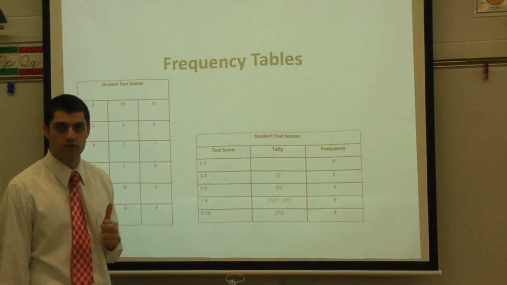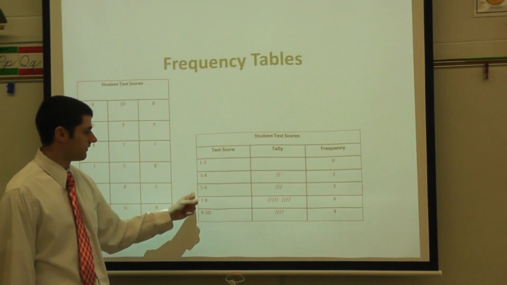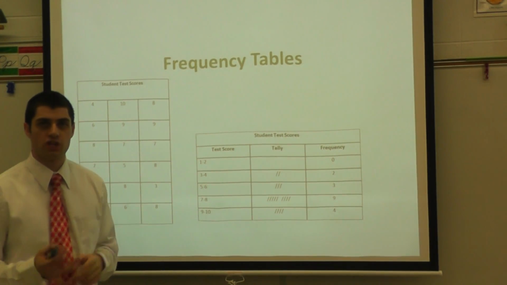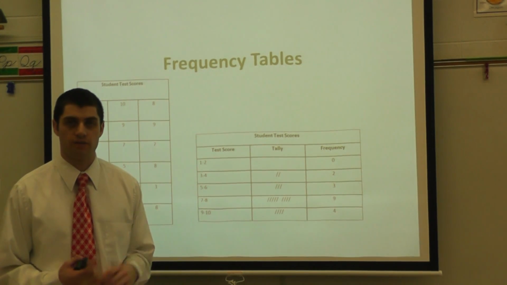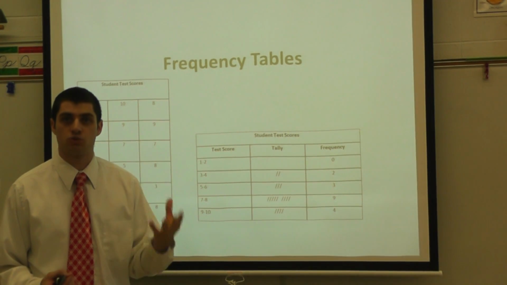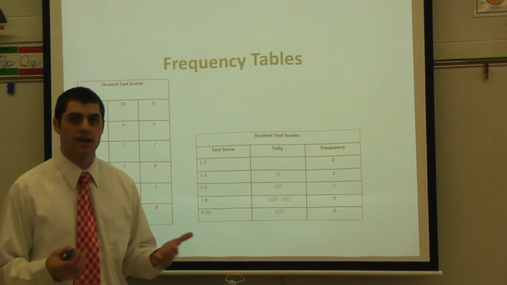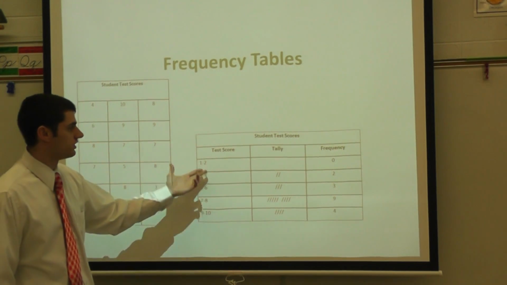I've now used an interval. I've used an interval of 2. Scores of 1 and 2, 3 and 4, 5 and 6, 7 and 8, 9 and 10. Intervals help us also organize the information. Think of it like skip counting. If I go 5, 10, 15, 20, that's an interval of 5. Or if I skip count by 10, 10, 20, 30, 40, those are intervals. Here we use an interval of 2.